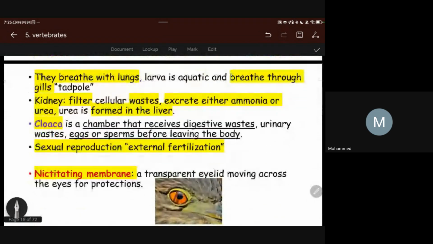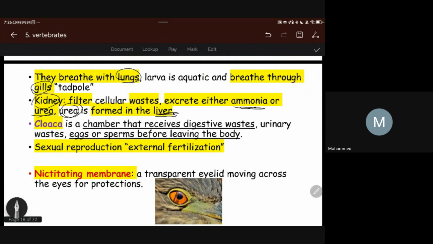So, how do amphibians breathe? They breathe either with lungs or with gills, depending on the organism. And they filter their waste by their kidney. They excrete either ammonia or urea. And urea, later we will learn, is always formed in the liver.